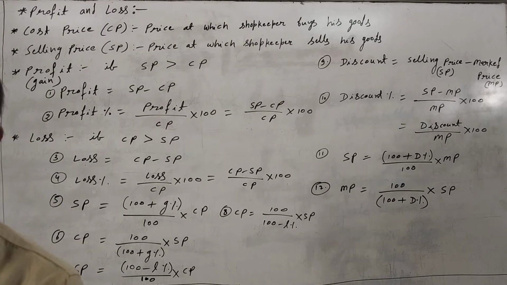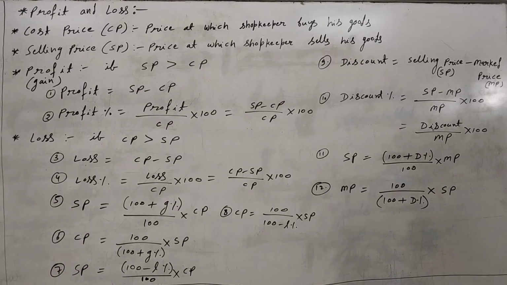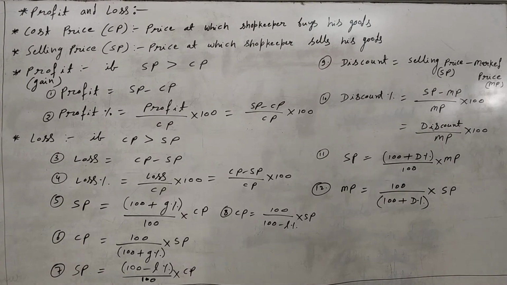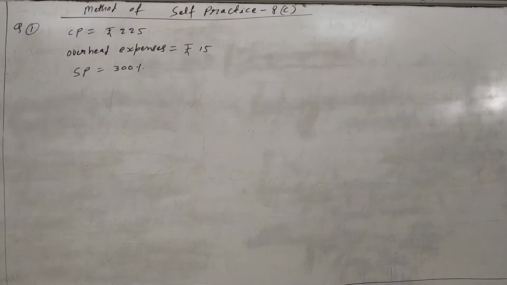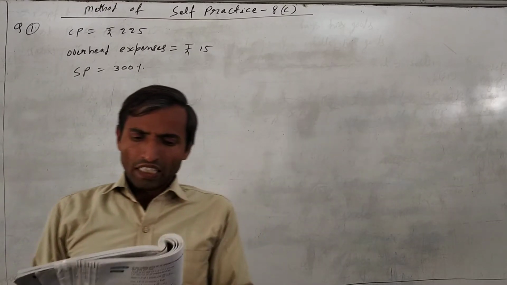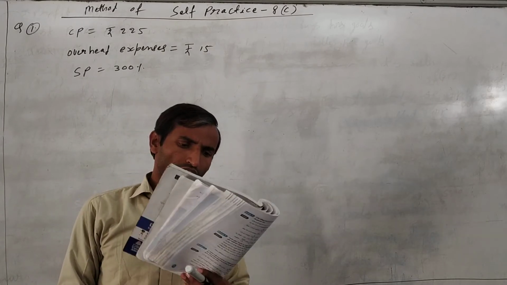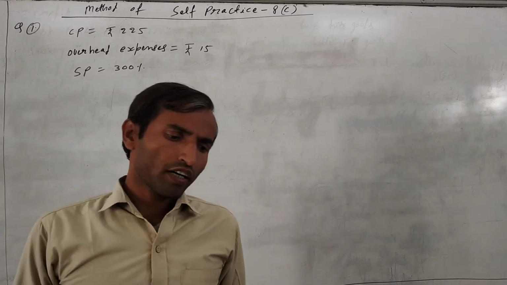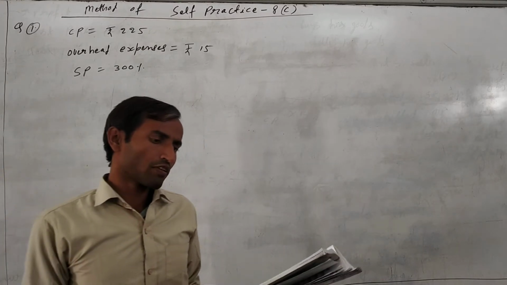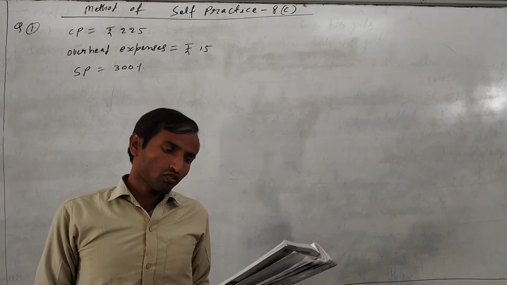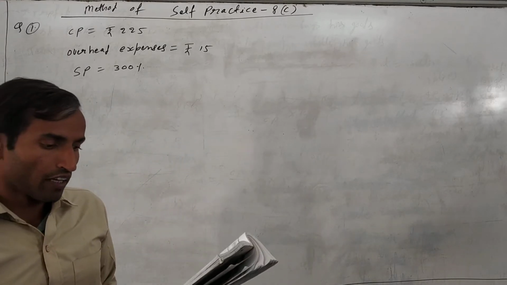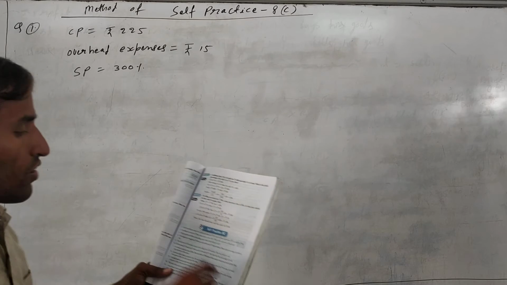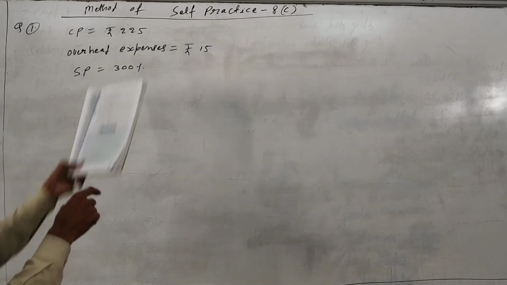First of all, all of you read question number 1 of 8C. Find the profit percent if an article purchased for 225 rupees with overhead expenses of 15 rupees is sold for 300 rupees. In this case, purchase means CP is given, so you will write down here CP equal to 225.